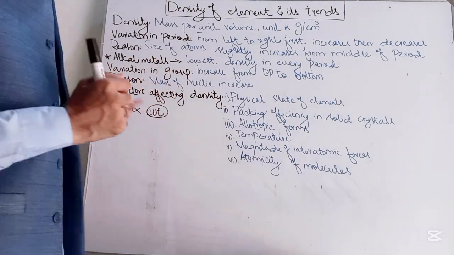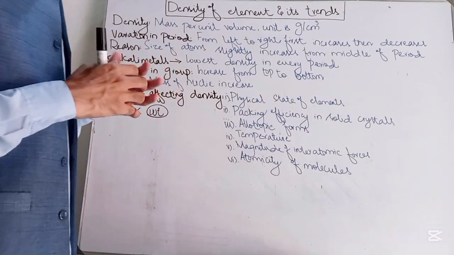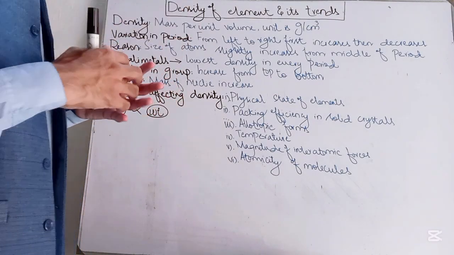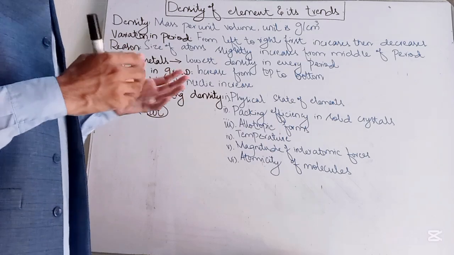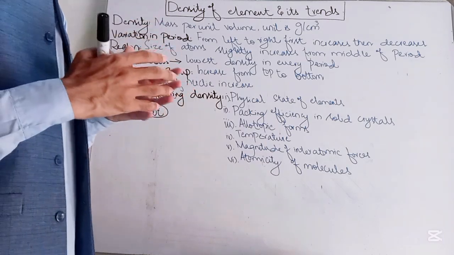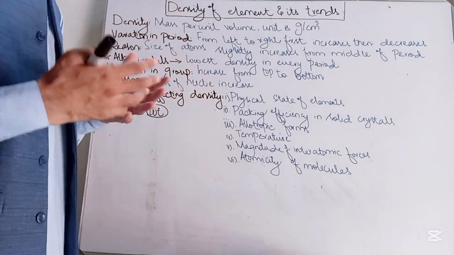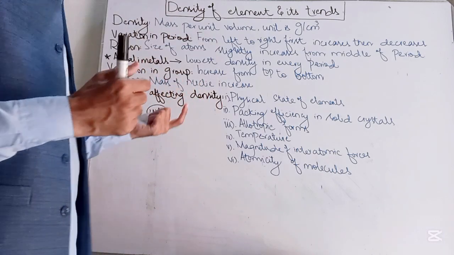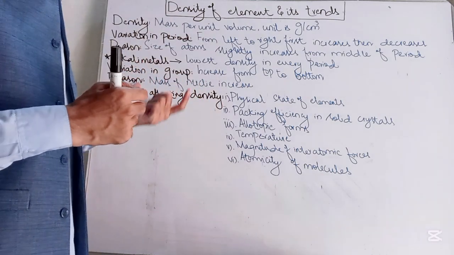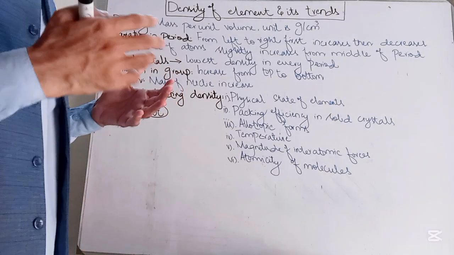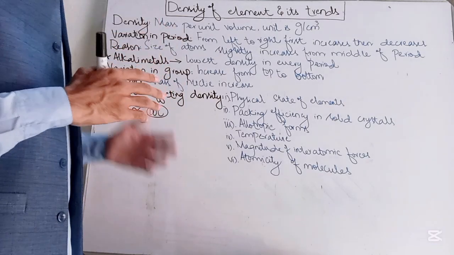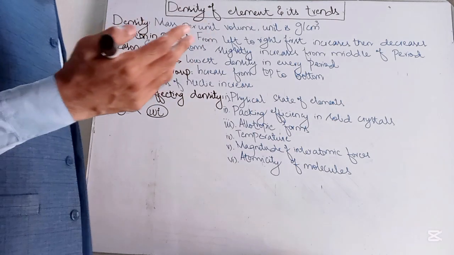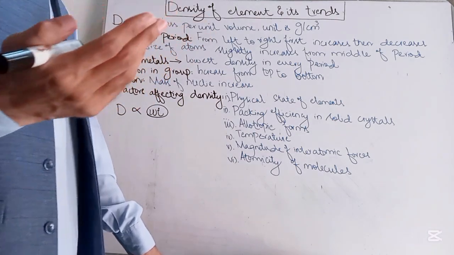The physical state of the atoms also affects the size of the atom, and it does affect the value of the density of the elements. The second factor which affects the density is the packing efficiency in solid crystals. You people know that different crystal systems have different arrangements of the particles, and that arrangement affects the size of the atom. So the density of the element is also affected by the crystal systems in the solid state.